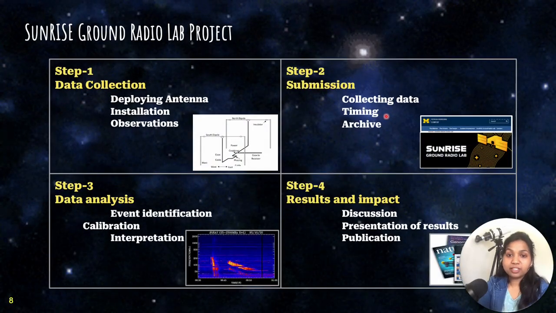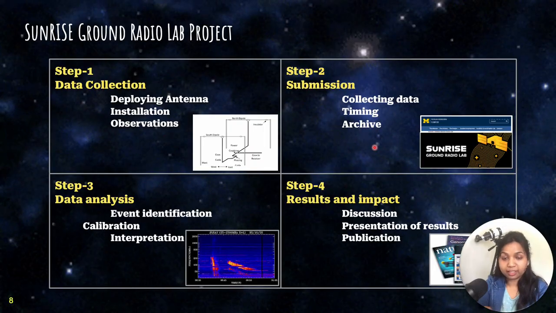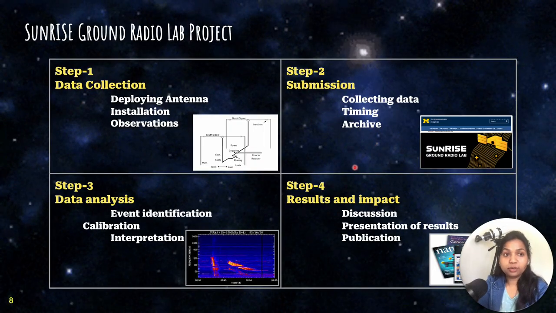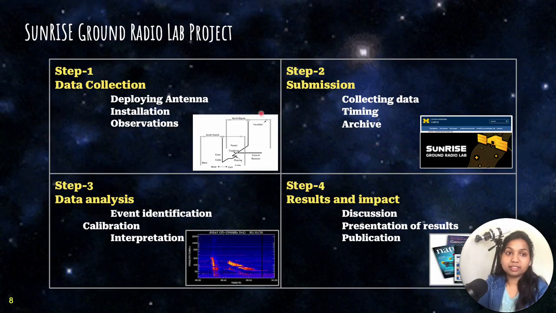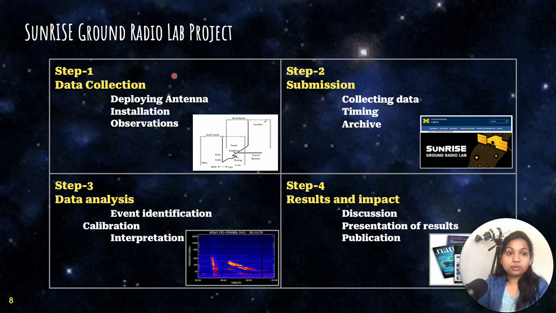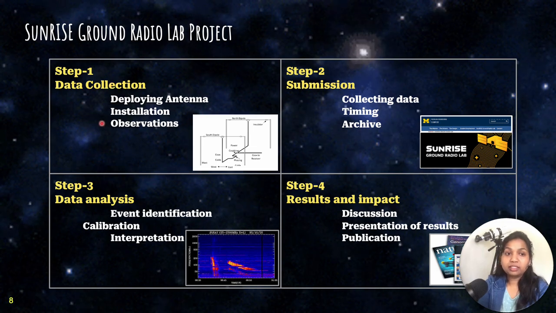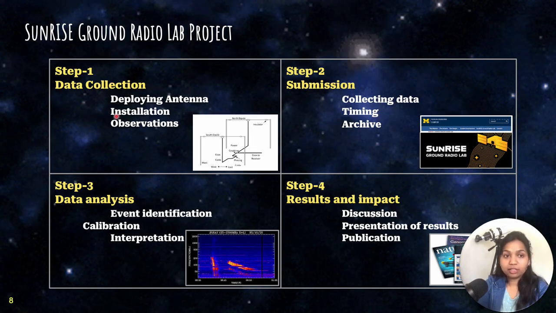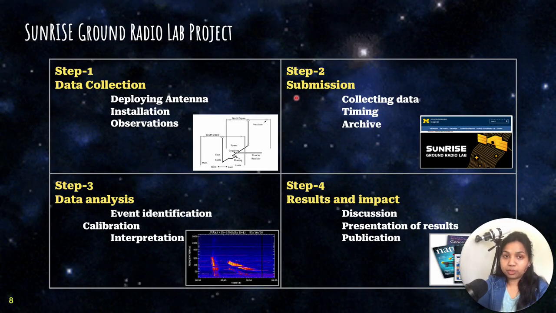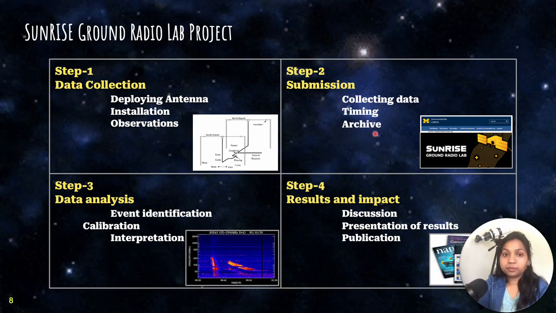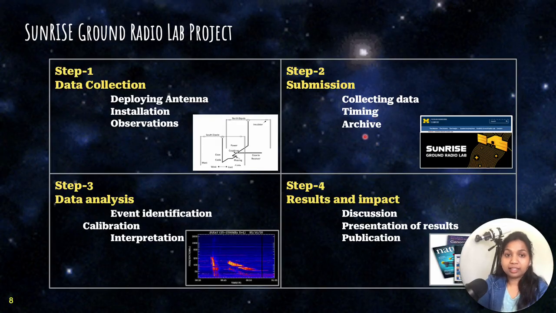As I mentioned in the very first slide, citizen scientist tasks can be divided into four basic parts. So here I'll discuss with you how these four basic tasks can be performed in our Sunrise Ground Radio Lab. So first was data collection. In our project, this will cover the deploying of antenna, installation, and observations. Second part was submission, which covers collecting data, timing calibration, and archiving them.